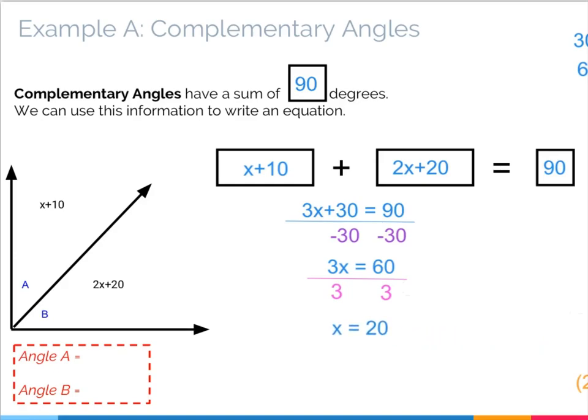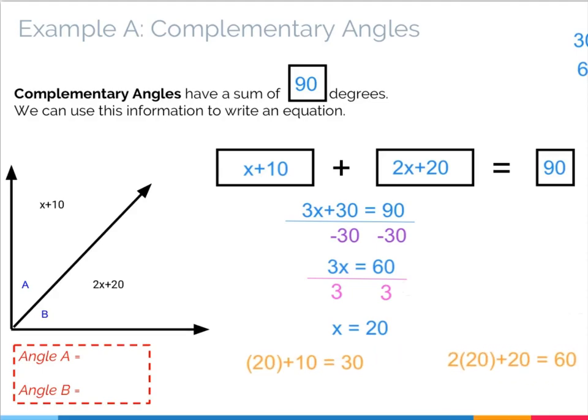But that's not the end of this problem, because the problem is asking us to find the measures for angle A and the measures for angle B, which we did not do. We just got x equals 20. If we write x equals 20, that answer will be wrong. So we need to substitute 20 in for x.